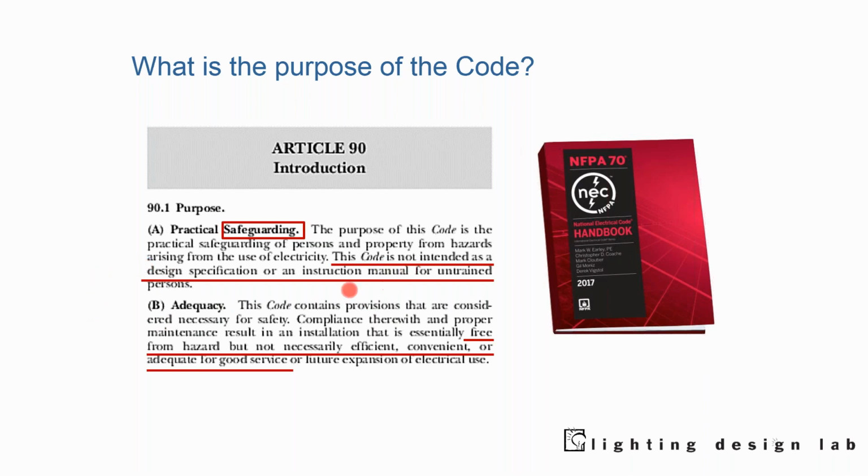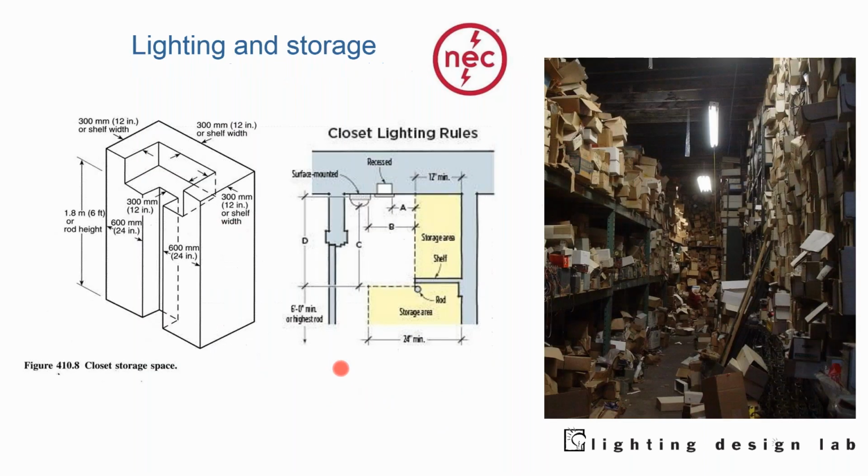Additionally, it goes even further and says the code contains provisions that are necessary for safety. Compliance with it will ensure that you have an installation that is safe, free from hazard, but not necessarily efficient, convenient, or adequate for good service. So you could wire things wrong, or in a manner that doesn't make any sense, and as long as it's safe, you can pass inspection. So bear that in mind.